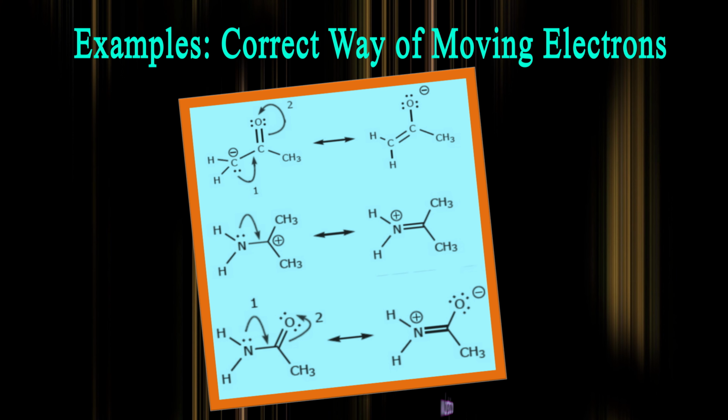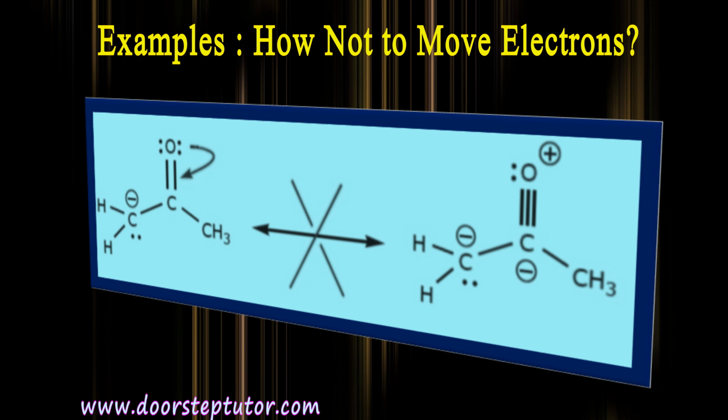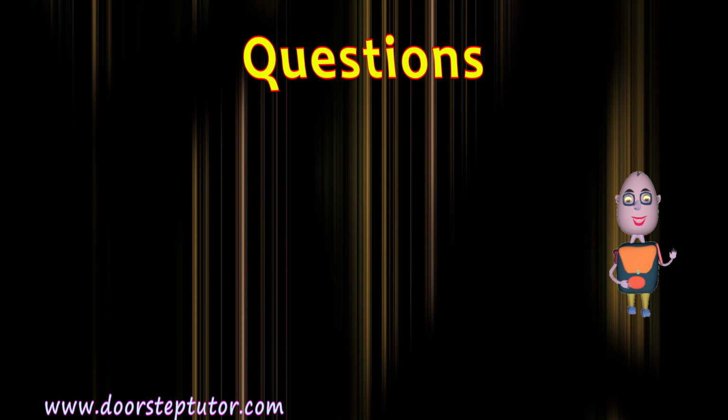Here also the lone pair from oxygen will not make a bond between carbon and oxygen, because then again the carbon will have 5 bonds, which does not follow the octet rule. Then the carbon will have a total of 10 electrons, okay, which is not possible, and nitrogen here will have a positive charge. In this slide I have shown you how not to move electrons. I have explained this already. Okay, now let's talk about the questions related to this topic.